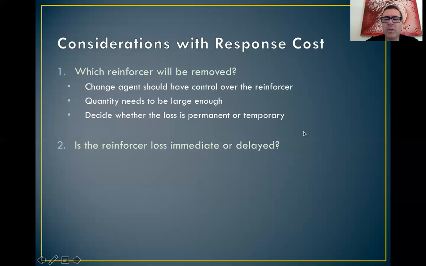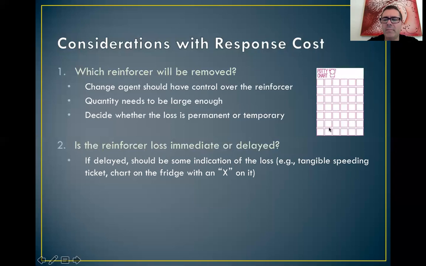With reinforcer loss, there's also the possibility that it is delayed, right? If it is delayed, then you should have some indication of the loss. For example, well, because you misbehaved, or because you came home after your curfew, I'm going to take away your driving privileges. So you won't be able to borrow my car to go to the party tomorrow. So that would be an example of a car being removed, but not immediately after problem behavior occurred, a day later, a couple of days later.